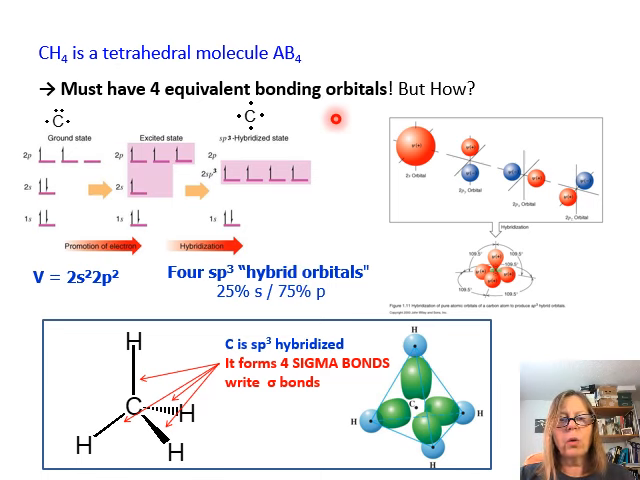So in methane, each of these sp3 hybrid orbitals overlaps with the 1s orbital of the hydrogen atom to give what we call a sigma bond. It's a front-end collision of 2 orbitals. So overall, carbon in methane has 4 single sigma bonds, and it is sp3 hybridized and tetrahedral.